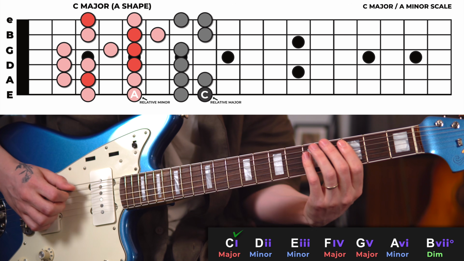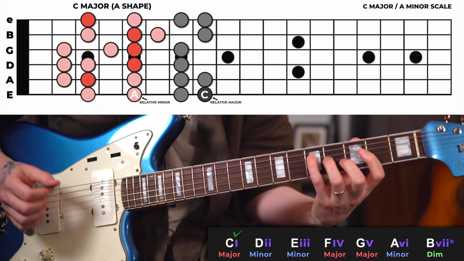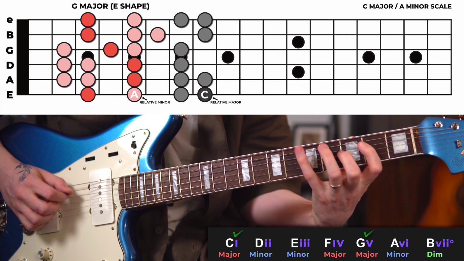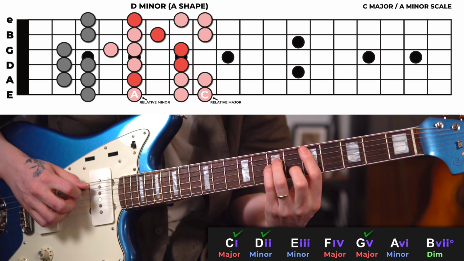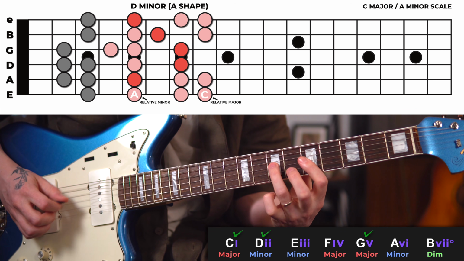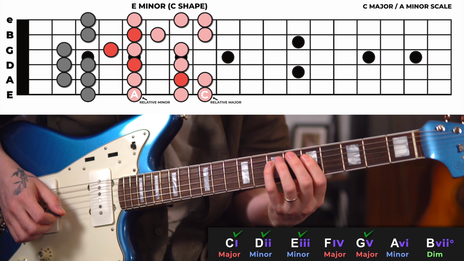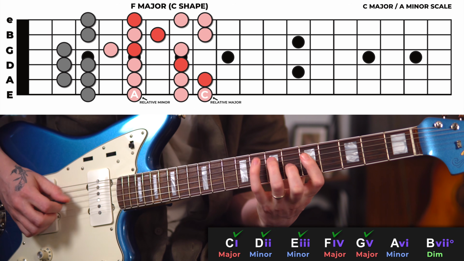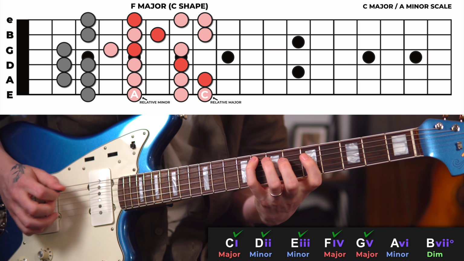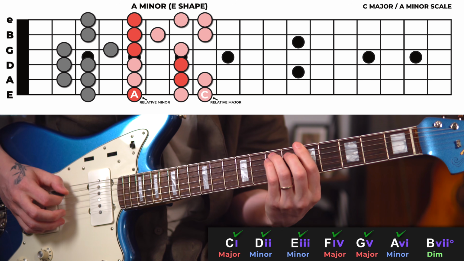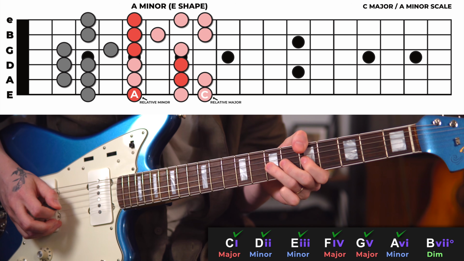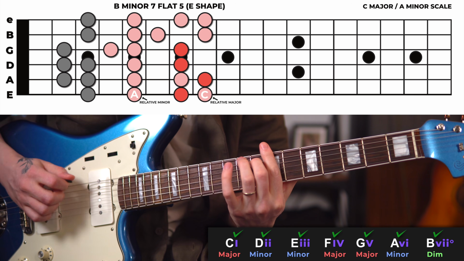And whenever we play any one of these chords, our hand is already in position to just grab a few notes from the scale. We've got C major, G major, D minor, E minor, F major, A minor, and B diminished.